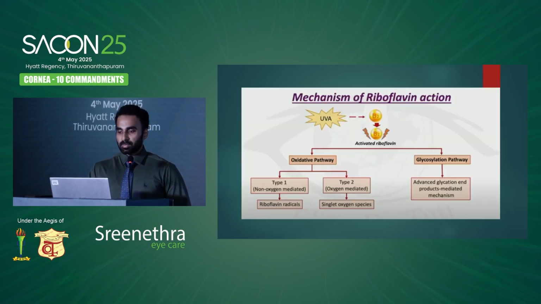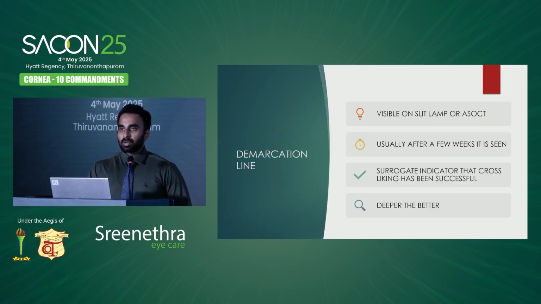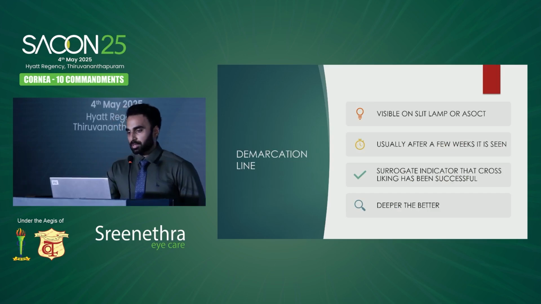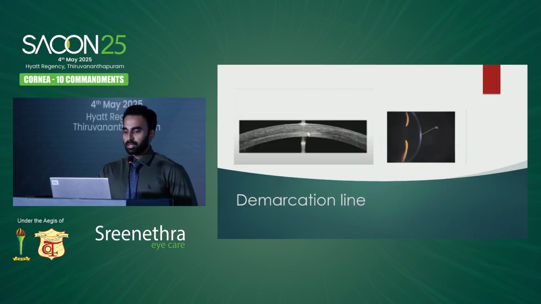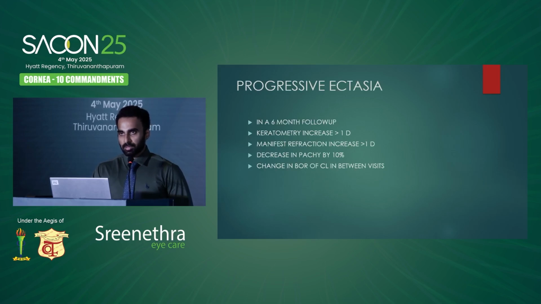So this is the mechanism of the cross-linking where the UVA acts with the riboflavin present in the cornea. This causes the production of free radicals and cross-linking of the collagen fibers. You can also verify that the cross-linking has been done by looking for a demarcation line. It will be visible in the slit lamp, or even better, the best way to visualize it is by looking at the ASOCT image. Generally, we do it in progressive corneal ectasia.